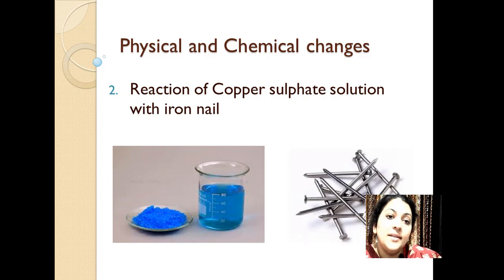Okay, here is another chemical reaction. Reaction of copper sulphate solution with iron nail. This is our today's second chemical reaction, right? See in the picture, you can see copper sulphate. These are the crystals of copper sulphate, like sodium chloride. What is sodium chloride? Sodium chloride is common salt, curry salt. The salt that we use in our curries, okay?